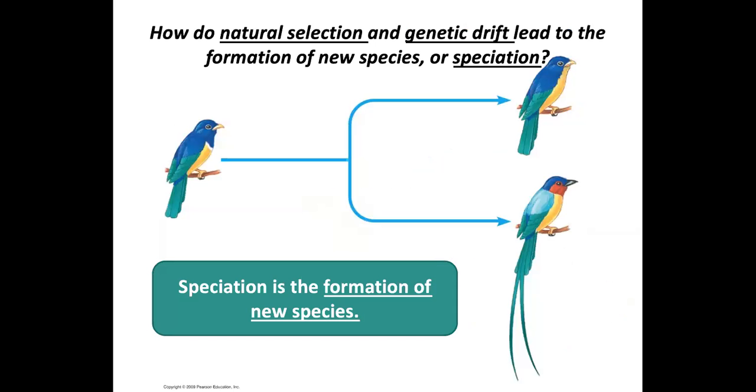All right, so some terms that we've already talked about, but how do natural selection and genetic drift lead to the formation of new species, or speciation? So speciation is the formation of a new species. So natural selection, we talked about what? What's the other term we used?